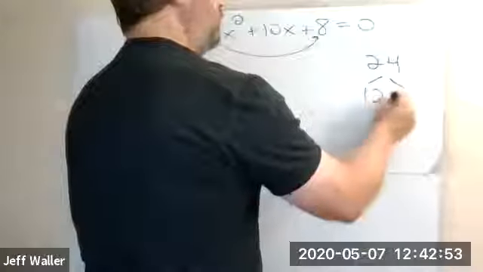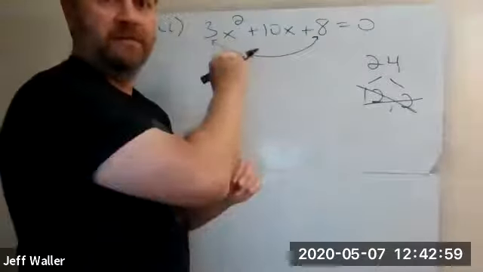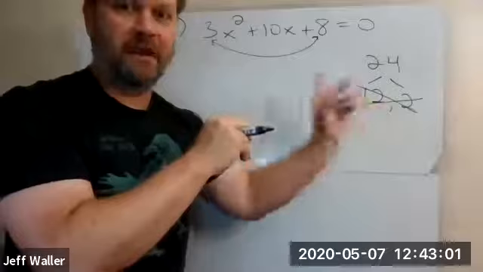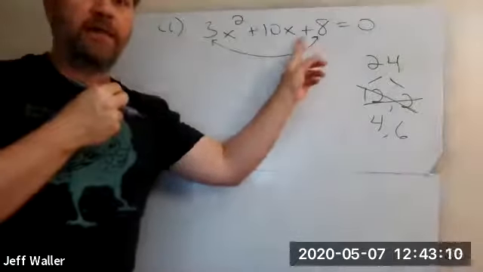12 times 2. 12 and 2 would work if one of them could be negative. Nothing could be negative, so that won't work. It's gotta be 4 and 6. Okay. Yes, so 12 and 2 would work if that had been a minus 8. And it would have been a negative 24, yeah.